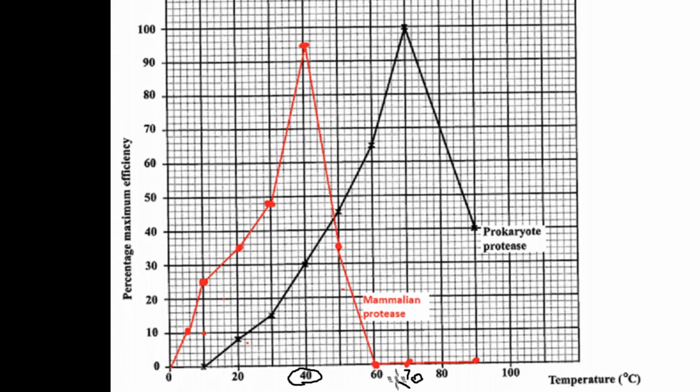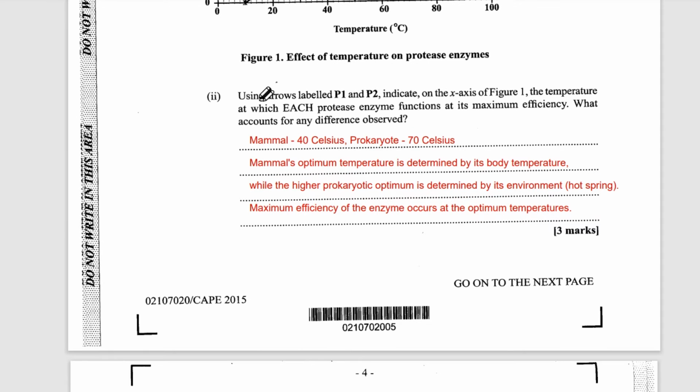The graph also wanted you to mark that off, right? So not a hard thing at all. You just plot the graph. You don't have to draw up the grid yourself. The question now is, using arrows labeled P1 and P2, indicate on the x-axis of figure 1 the temperature at which each protease enzyme functions at its maximum efficiency. So P1 will be the mammalian one, that's 40, and P2 will be 70, which is what we just marked off here, and that would be for the prokaryotic one. Everything we just talked about.